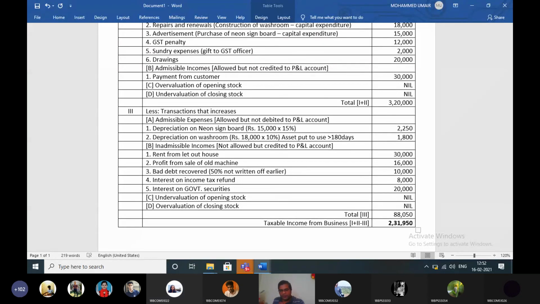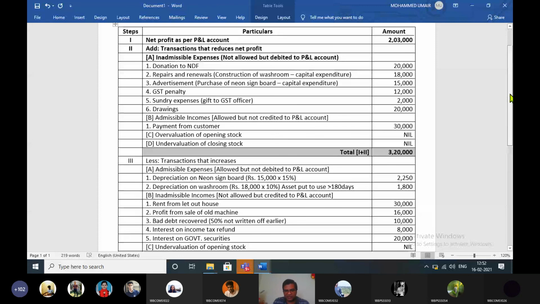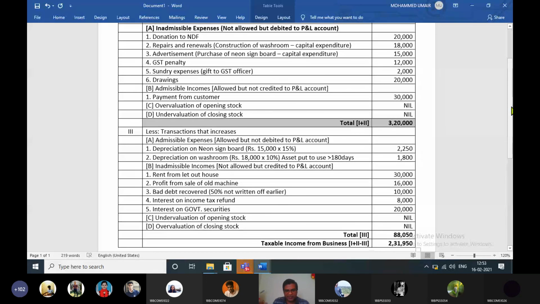Try to solve the practice question which is given in the handout. And if you have any doubt in any of the transactions, please message me on MS Teams and I'll try to answer that. We'll wind up today's class since none of you have any questions, and we will meet in the next class with a new topic, income from profession.